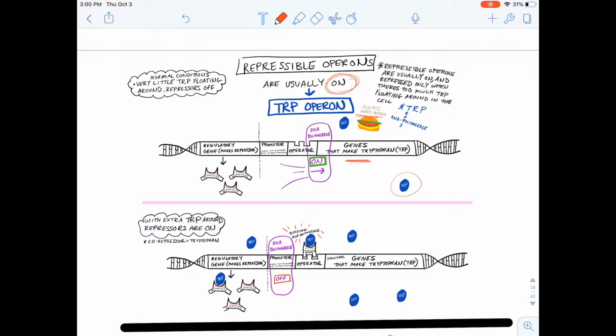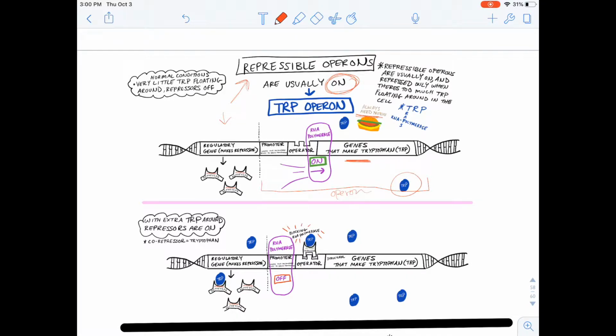And so even the name can kind of help you remember if you think of tryptophan as being a repressible operon, that means that it's typically not being repressed. It's typically being expressed. So that's one thing that's going to help me remember. So this part from the promoter to the end of these genes, this is called the operon. And over here, this guy assists, but I don't think it's technically part of the operon, the regulatory gene.